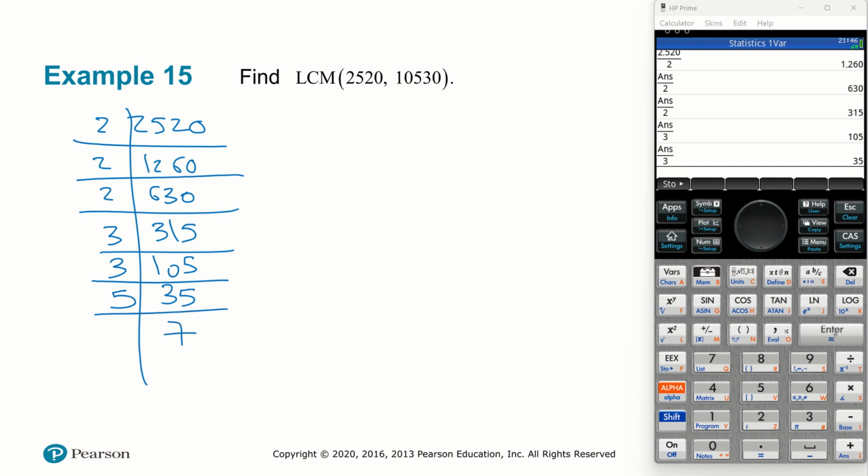And of course, the only prime number that goes into the prime number 7 is itself. And I end up with 1 on the right side. I know I'm finished, okay? So let's go ahead and do this for 10,530. If you haven't done so already, please pause the video and do that on your own and then come back.